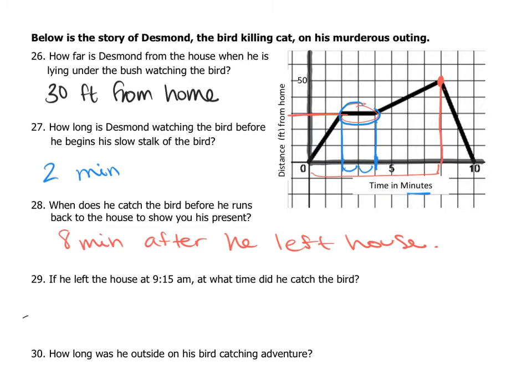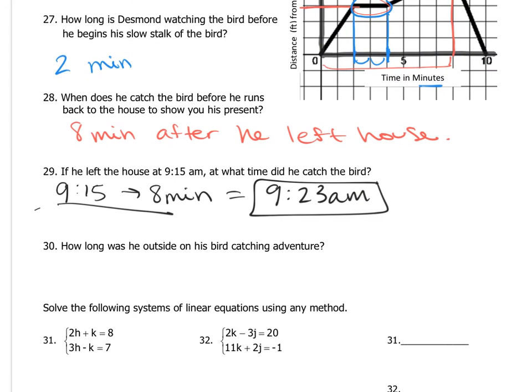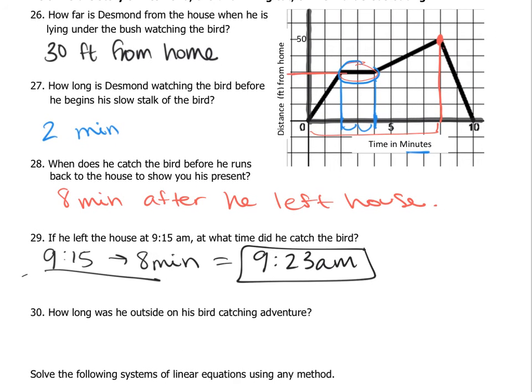And then 29 says, if he left the house at 9:15, at what time does he catch the bird? Okay, so if he left the house at 9:15 and then 8 minutes later he catches the bird, that's just 9:15 plus 8 minutes. So that would be 9:23 a.m. And then last one, how long was he outside on his bird catching adventure? So the entire time he was outside. Looks like he comes back home at 10 minutes later.